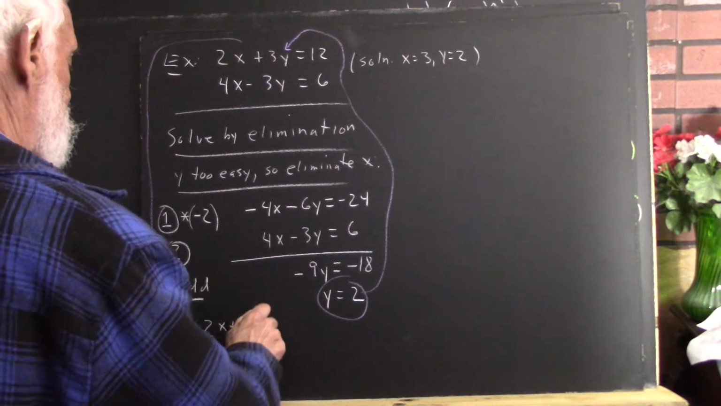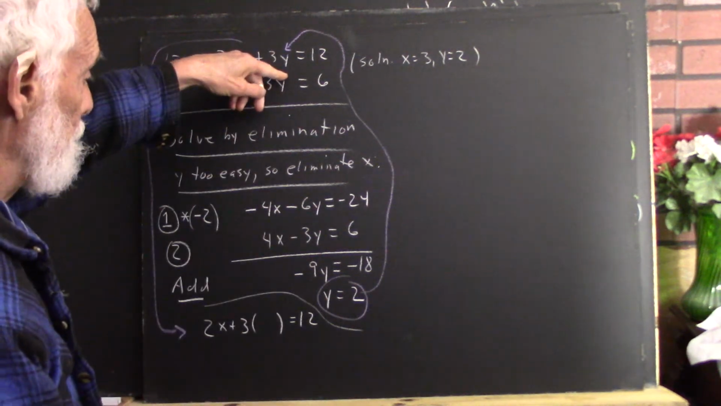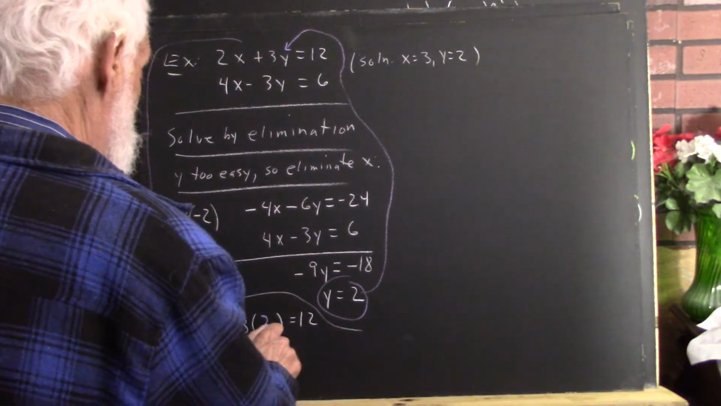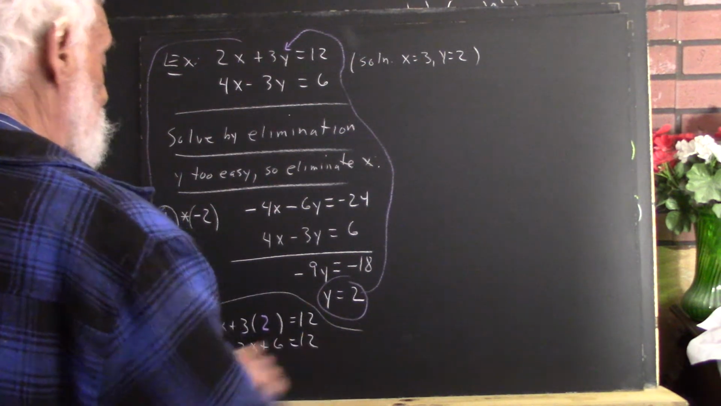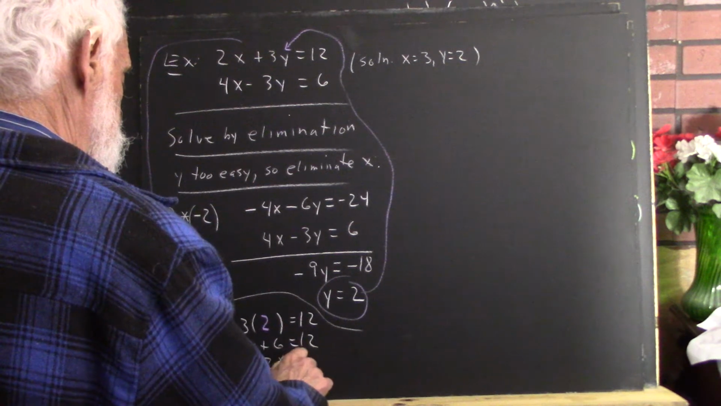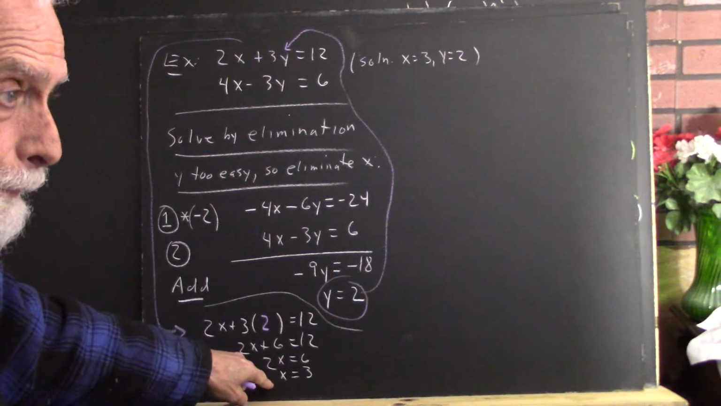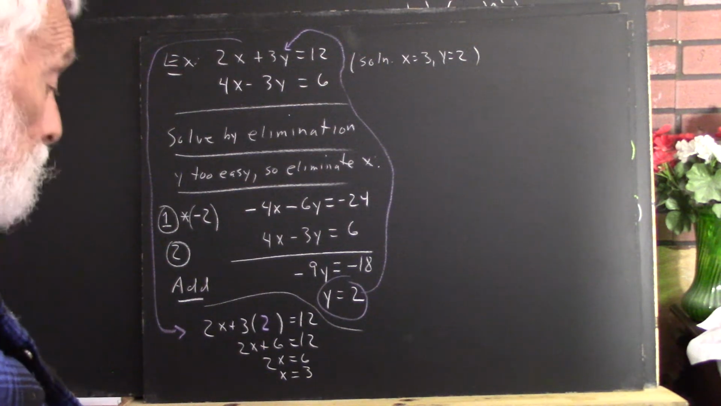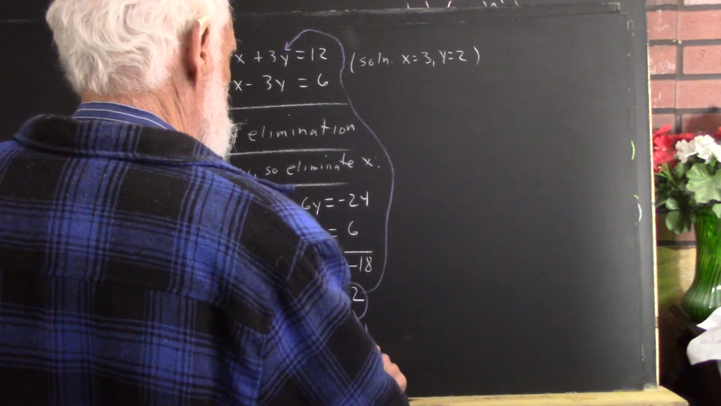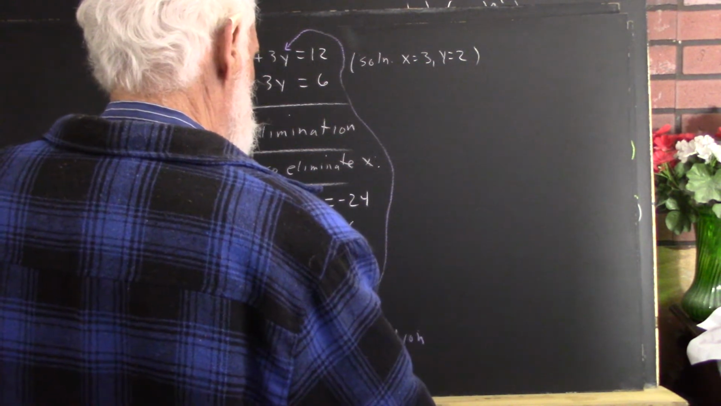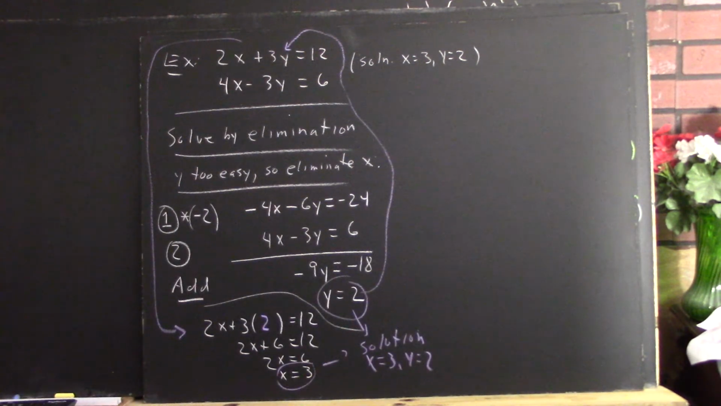2x plus 3 multiplied by the 2 that I got for y, so that 2x plus 6 is 12. And it's very quick, 2x then equals 6 and x equals 3. And now I've got my solution. So I take this and this, x equals 3, y equals 2. That's elimination.